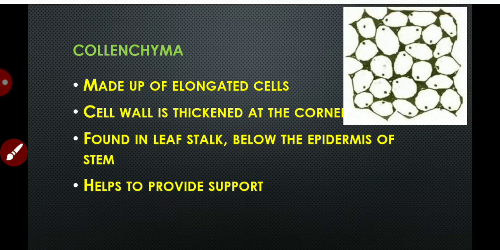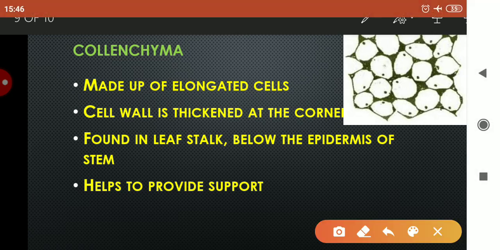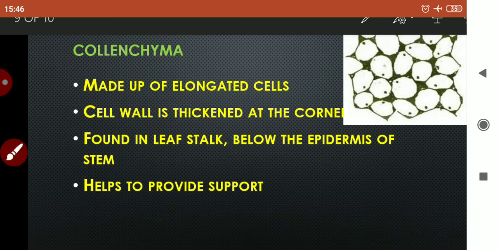Now moving on to the next type of supportive tissue, that is collenchyma. Collenchyma are made up of elongated cells. Elongated means like this type of cell. Here you can see these are the elongated cells. Cell wall is thickened at the corners. They are thick at the corners and they are found in the leaf stalk below the epidermis of the stem. They help to provide the support.